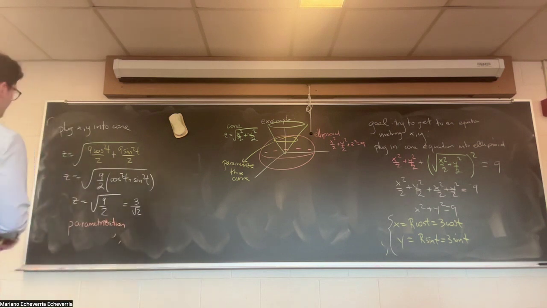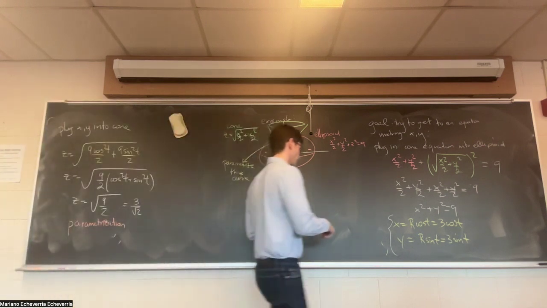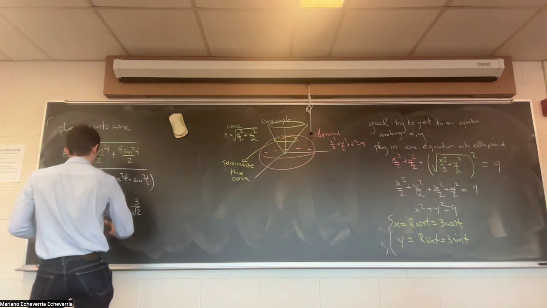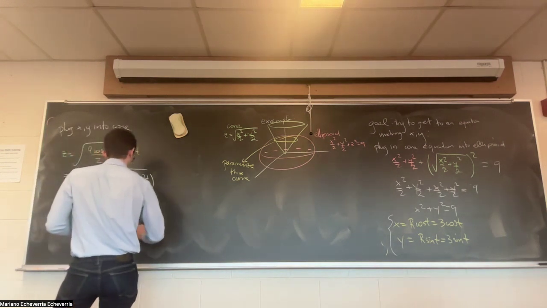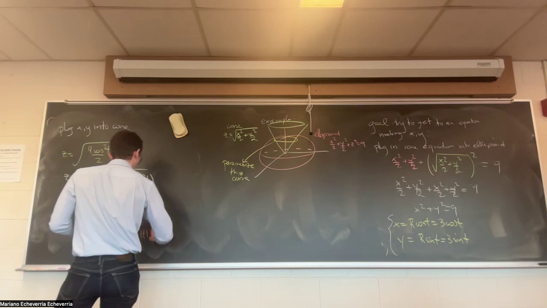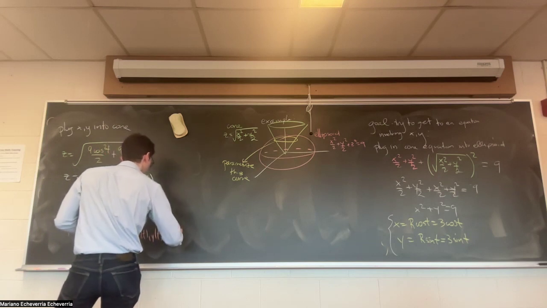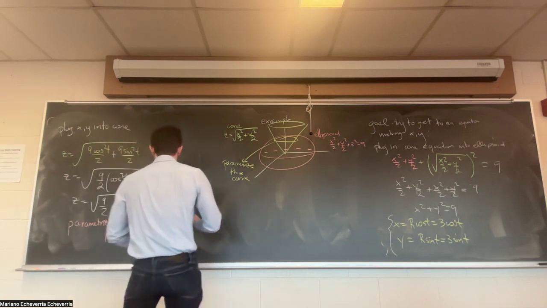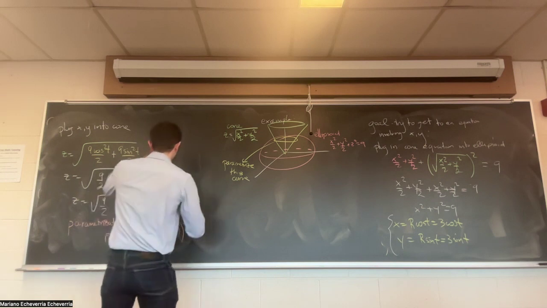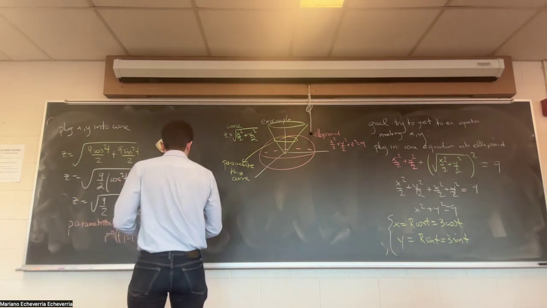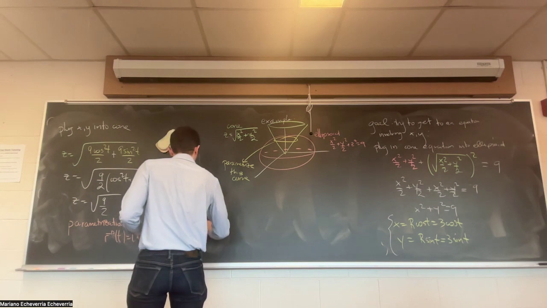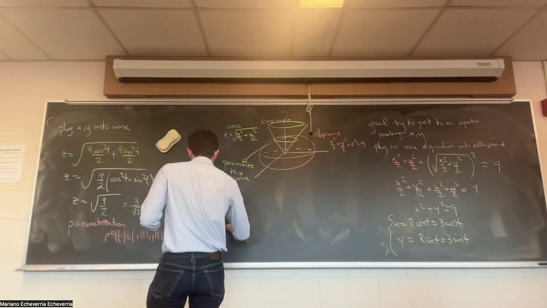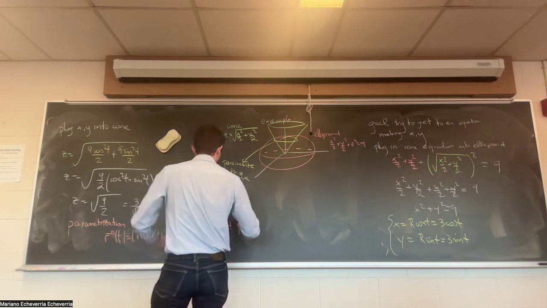What is a parametrization? The parametrization is just r of t equals x of t, y of t, z of t. Sorry, I don't know why I keep saying sine of t. But we know that x of t is just 3 cosine of t. Y of t is 3 sine of t. And then z of t is just 3 over root of 2.